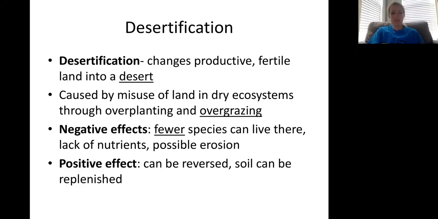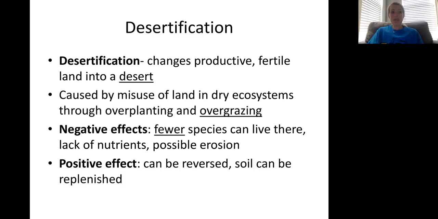And then same with overplanting in dry ecosystems, where I grew up in Eastern Washington, they have to crop rotate, which is really great that they do that, but it still sometimes can't even keep up. As compared to where I live now, we have enough rain for everybody, but still we do overplant. And so there are negative effects of that.